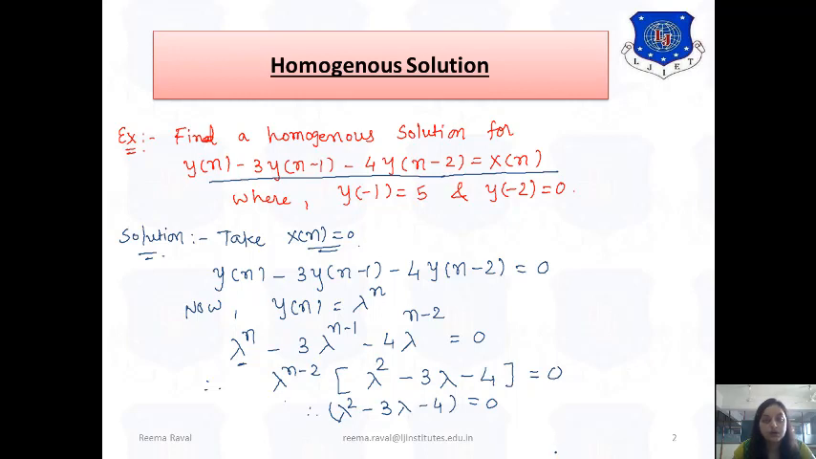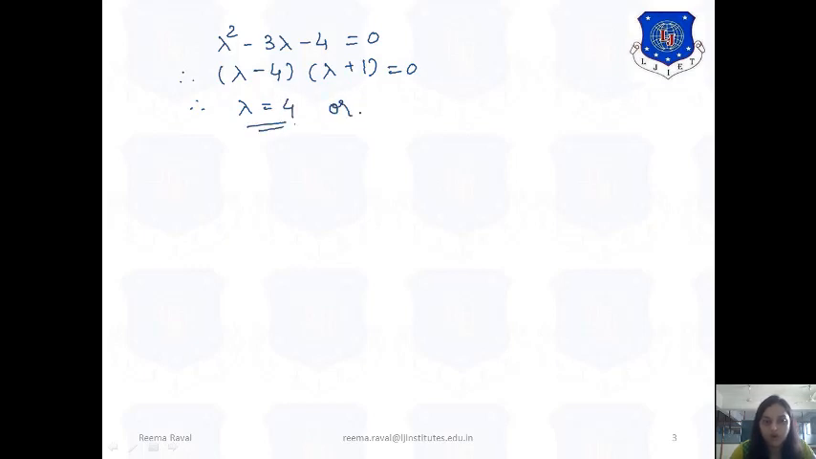Okay, so this becomes a quadratic equation for which we can find the solution having two different values. Okay, so let's solve that. So here we have got lambda square minus 3 lambda minus 4 equals 0. Okay, so using the quadratic equation solution, we will get two factors over here, 4 and minus 1. Okay, so lambda will be equal to either 4 or minus 1.